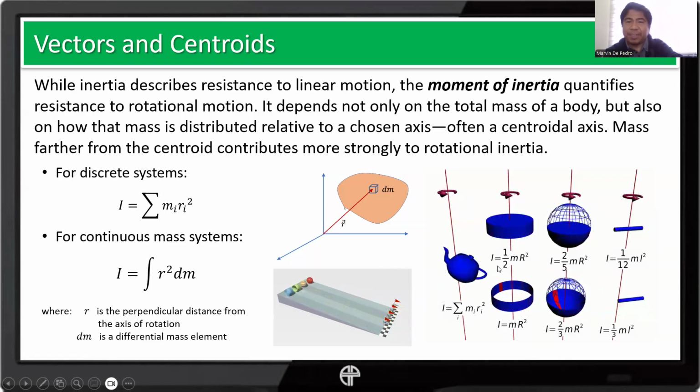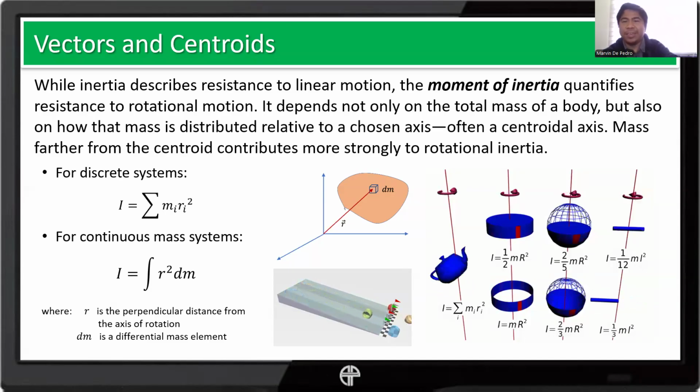And as you can see here, depending on the moment of inertia of an object, we can determine how fast that object will rotate with a given applied force. Okay? So kindly observe.